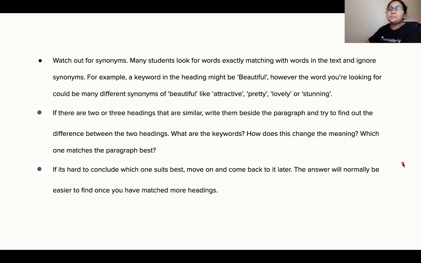All right. Watch out for synonyms. Like I said, they might not have given you the exact word, but a synonym of that word, which is the meaning of that word, would be given. So I want you to be very careful about that.